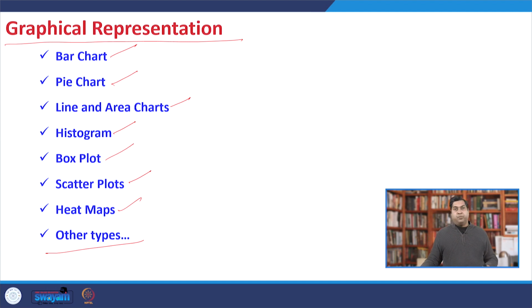But the most used graphical representations are listed here, and I will mention some of the new ones, and you can search a little bit more on that, and then you can see how those kinds of graphical representation can be used in your research.